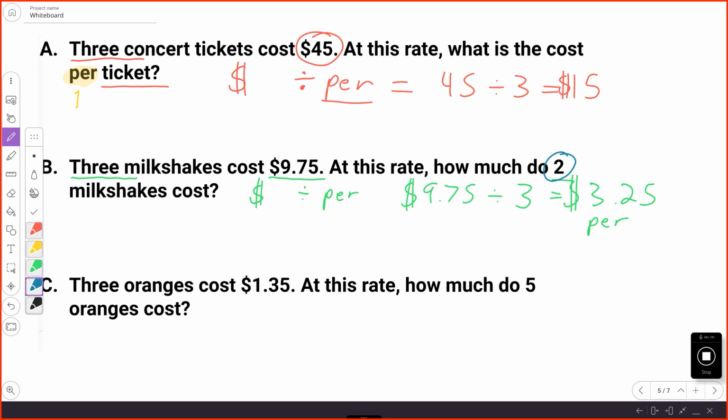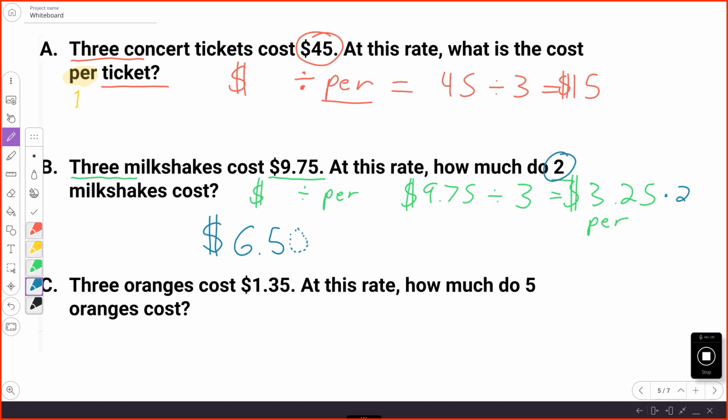So $3.25 is how much it is for 1 milkshake. We want just 2 milkshakes now, so that is going to be multiplied by 2. Okay, times 2. Now the calculator will give you 6.5, but we need to have that in money. A lot of people had trouble with that. They're saying $6.05. No, this is not $6.05. It is $6.50. So for 2 milkshakes, it costs $6.50.